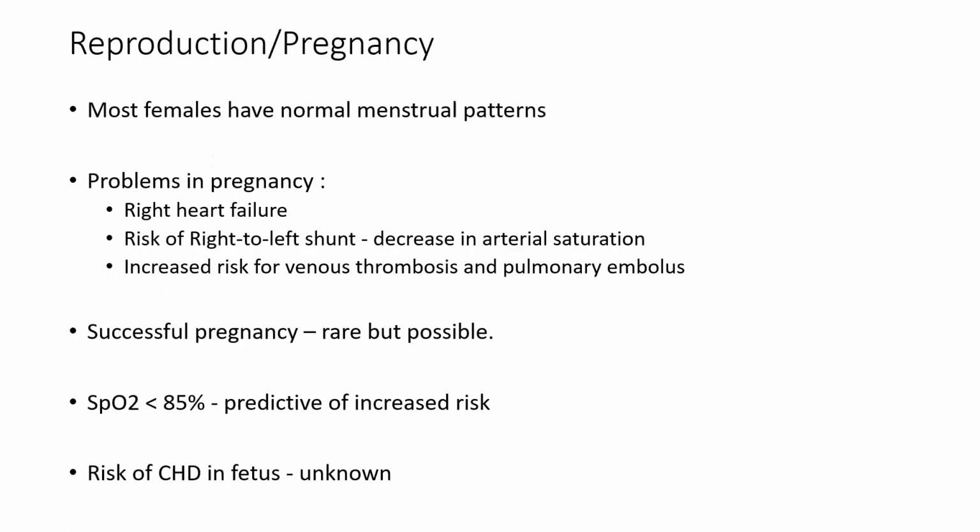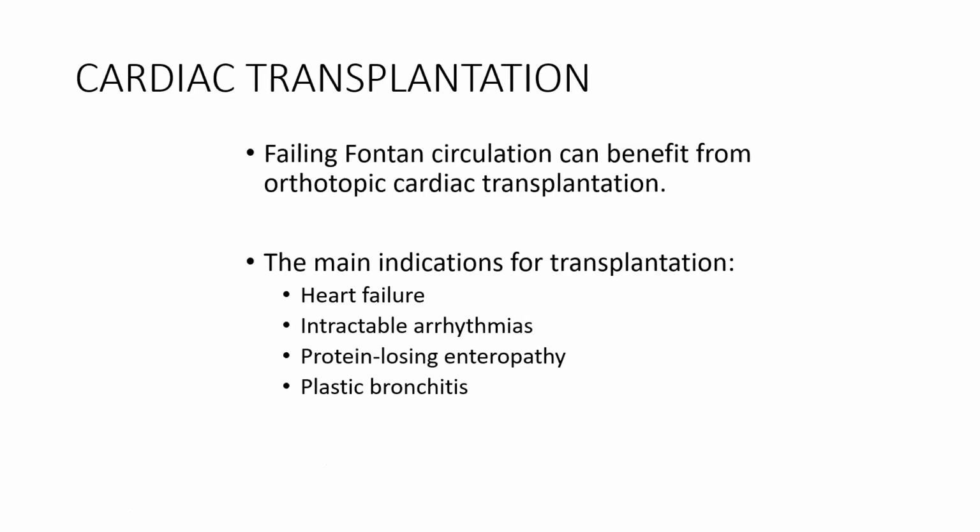Pregnancy: most females have a normal menstrual pattern. Problems in pregnancy: right heart failure, risk of right to left shunt, decrease in arterial saturation, increased risk of venous thrombosis and pulmonary embolism. Successful pregnancy is rare but possible. SpO2 less than 85 is a predictor for increased risk in pregnancy, and the risk of CHD in the fetus is unknown. Cardiac transplantation is the last resort.